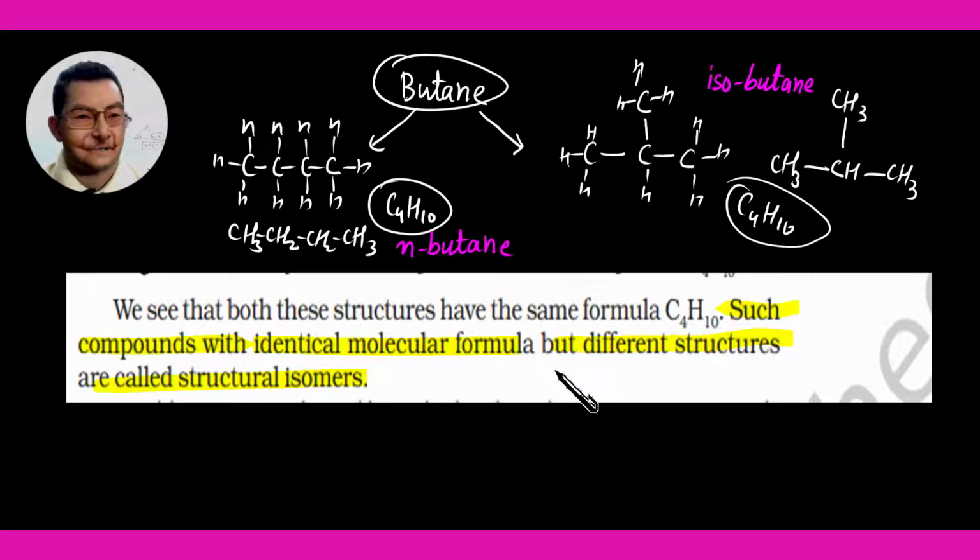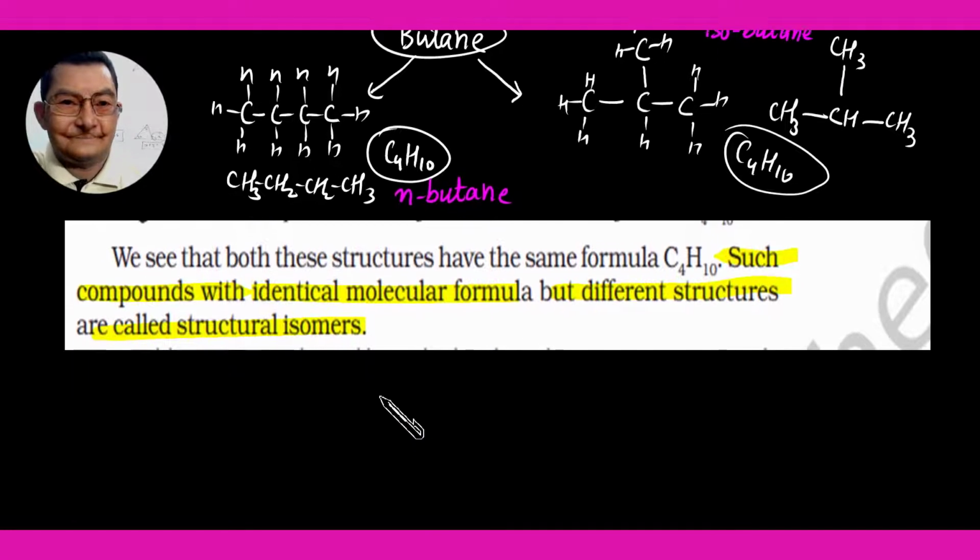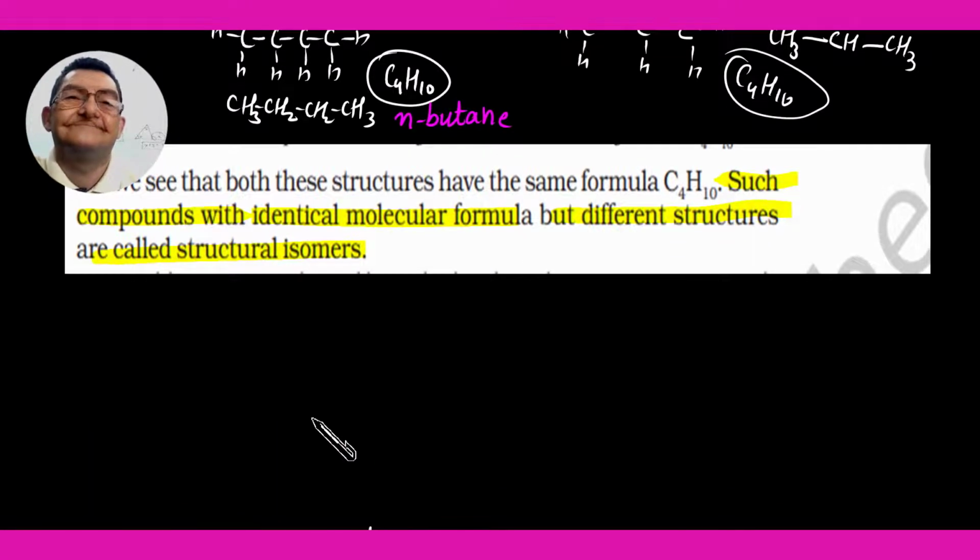Both of them are structural isomers, right? So you can ask the question, what are structural isomers of butane? You will say those compounds which have the same molecular formula but different structural formula are called structural isomers, and the two structural isomers of butane are N-butane and isobutane. Is this point clear? Can we proceed further?